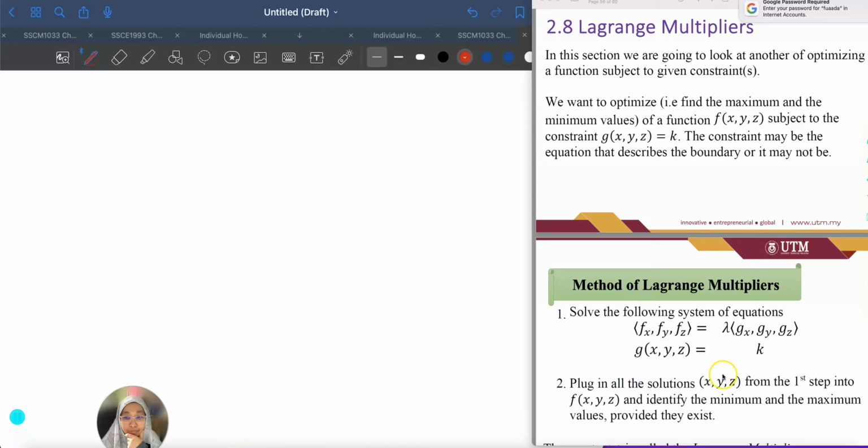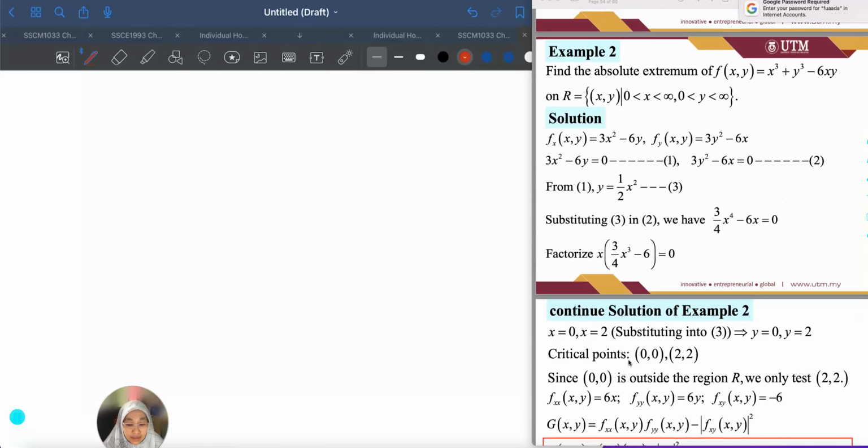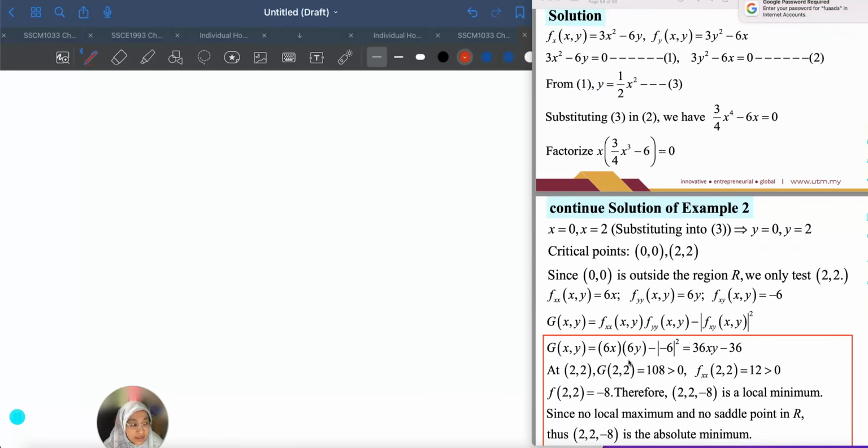Okay, so we move to the last application using partial derivatives. We call this the Lagrange multiplier. Last time we had local extrema and absolute extrema, and now we move to the Lagrange multiplier. The problem is we want to optimize. You want to find the optimal value of x and y that can satisfy some conditions.